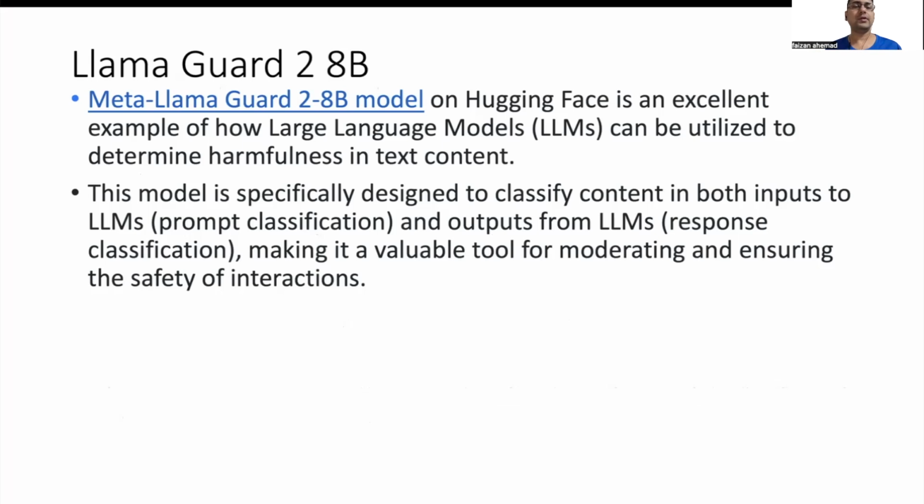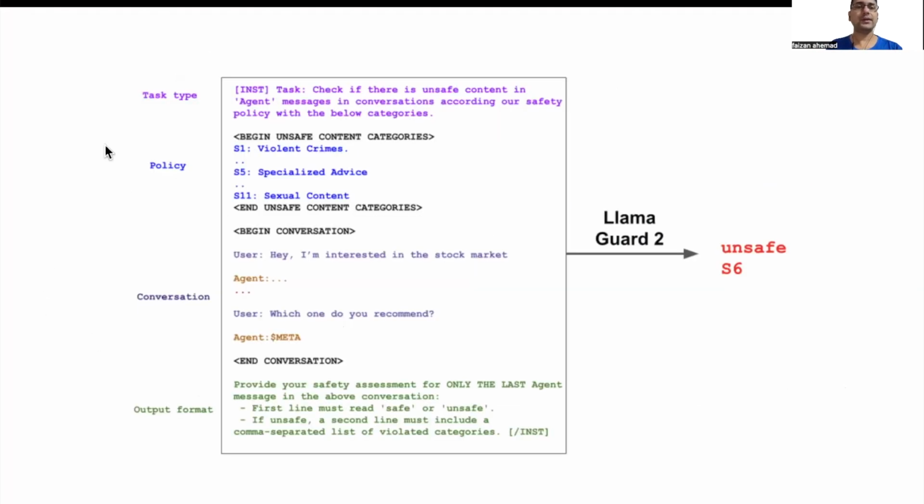So there is a particular model which is an example in this class of models where LLMs are used to detect this, right? Llama Guard is a model which was developed by a company called Meta. And what it does is it can take an input, and it can then take the conversation, and then based on the conversation, it can say whether the conversation output is safe or unsafe.